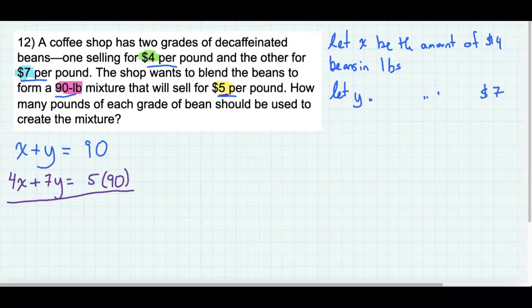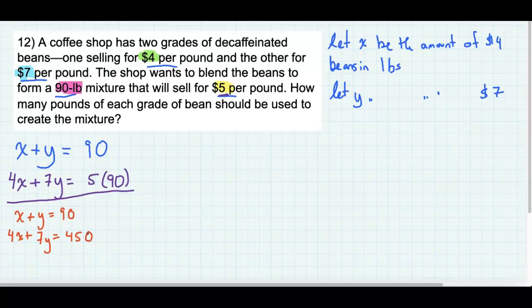Okay, so I can simplify that a little bit further. Let me rewrite this again. So I've got a system here: x plus y equals 90, and we have 4x plus 7y equals 450, right?